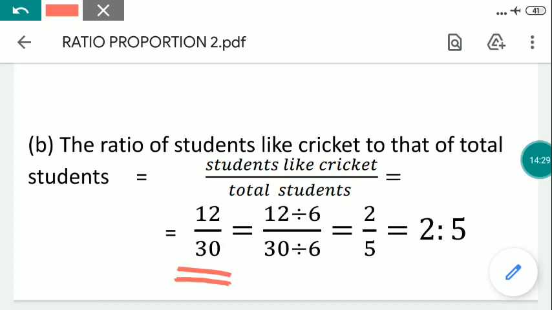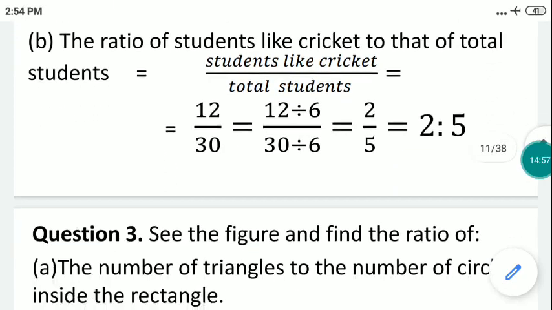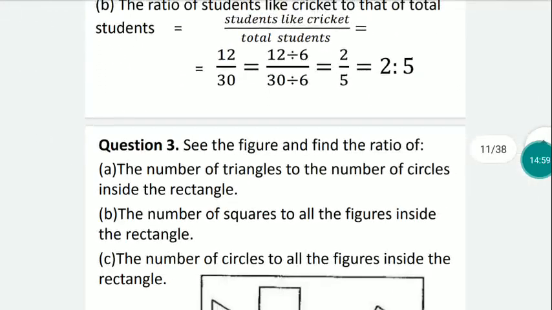Divide numerator and denominator by the highest common factor of 12 and 30. So 12 divided by 6 upon 30 divided by 6. 12 divided by 6 is 2 and 30 divided by 6 is 5, which is equal to 2 upon 5. In terms of ratio, the ratio of students who like cricket to that of total students is 2:5. Read it as 2:5. This is question number 2.